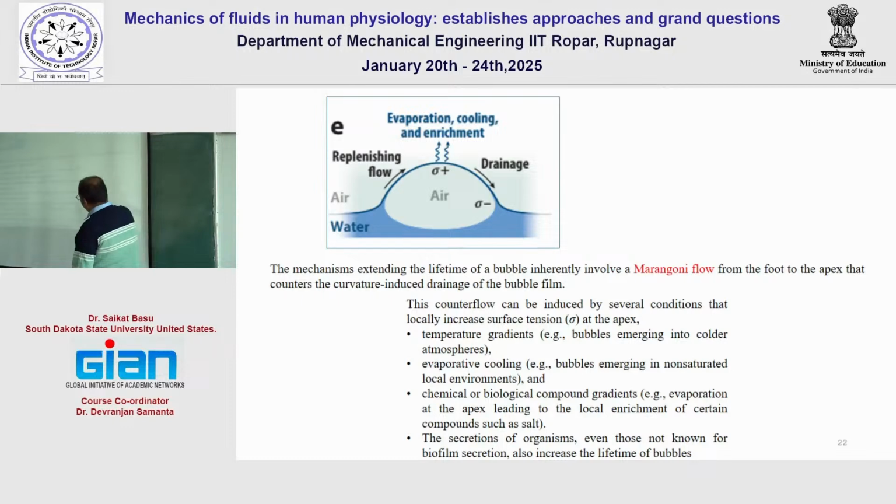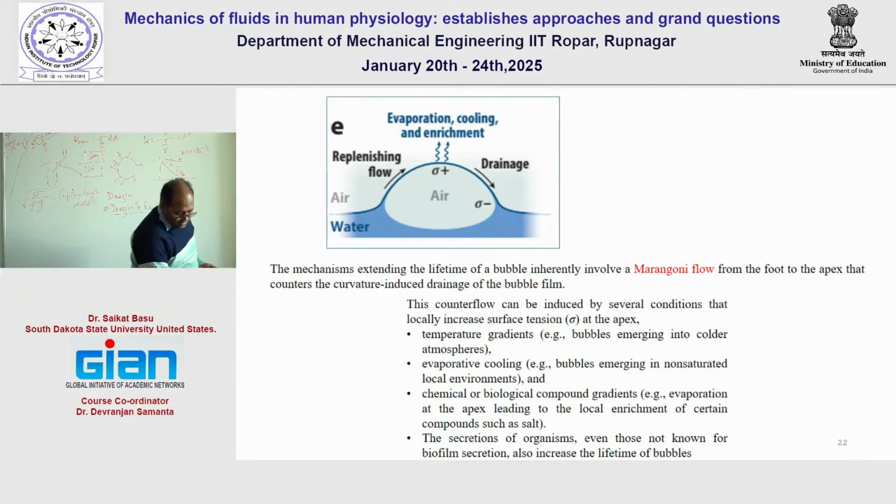The Marangoni flow can happen due to temperature gradient, like bubbles emerging into cooler atmospheres. As I said, if some sort of localized cool air is blowing, then evaporative cooling takes place. Maybe there are chemical or biological compounds reducing the surface tension, which again leads to variation in the surface tension. And sometimes it has been seen that bacteria can secrete some biopolymers which lead to a change in the surface tension of the base fluid. That can also help in this sort of Marangoni flow.